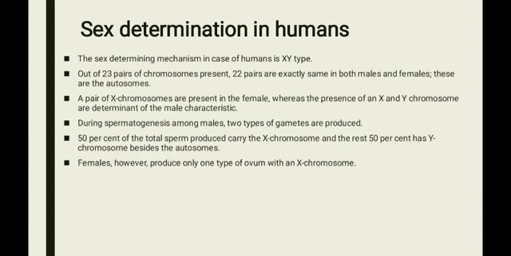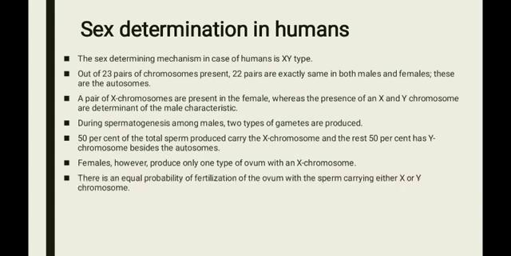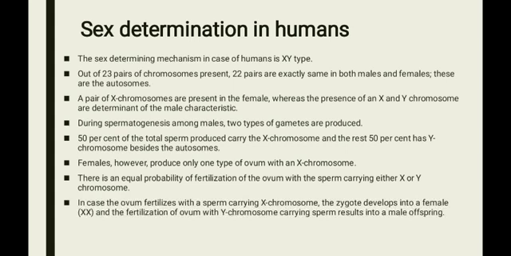Females produce only one type of chromosome, that is the X chromosome, in one type of ovum. There is an equal probability of fertilization of an ovum with a sperm carrying either X or Y chromosome. If the ovum is fertilized with a sperm carrying an X chromosome, the zygote develops into a female, that is XX.